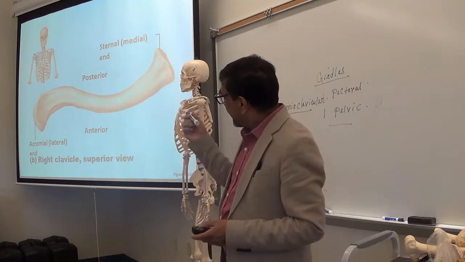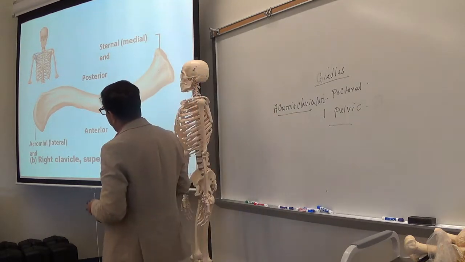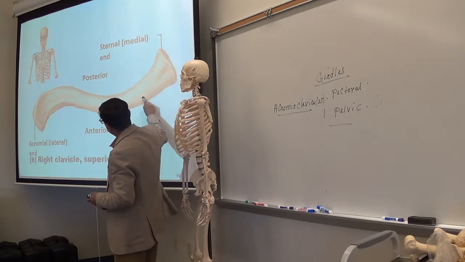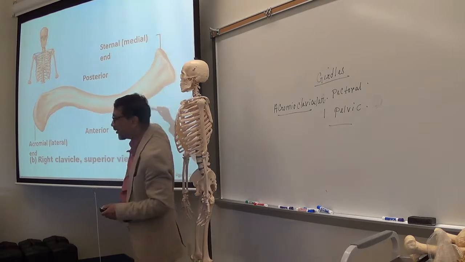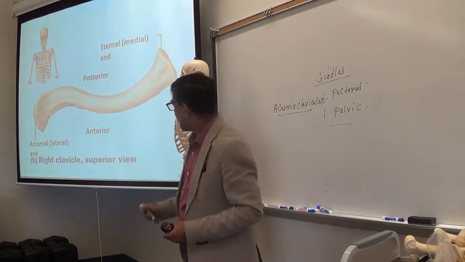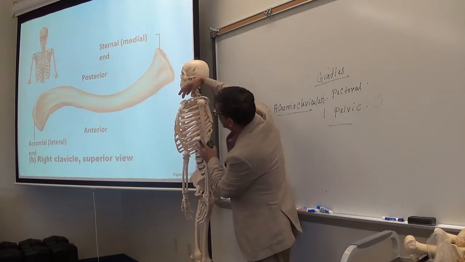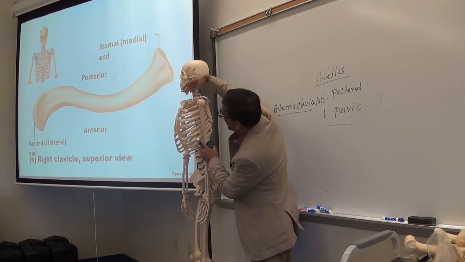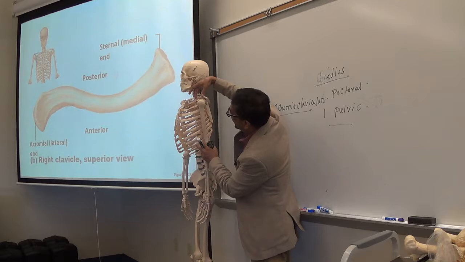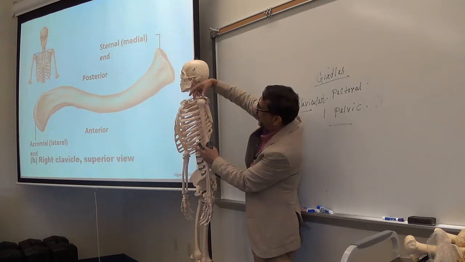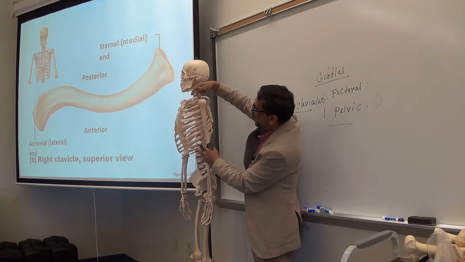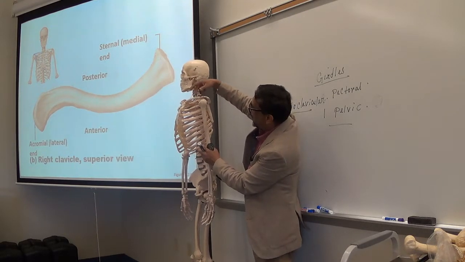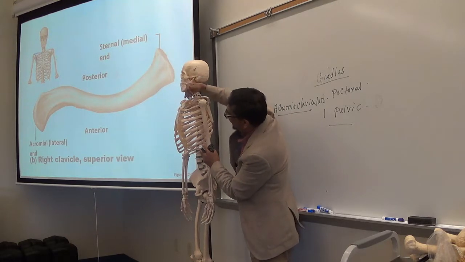Now, this bone has two curves. You see here, here one, here another, in opposite direction. If I divide this bone into medial 2/3 and lateral 1/3, this is lateral 1/3. It is concave anteriorly, in the front. Medial 2/3, if I see, it is convex, like round. Make sense?